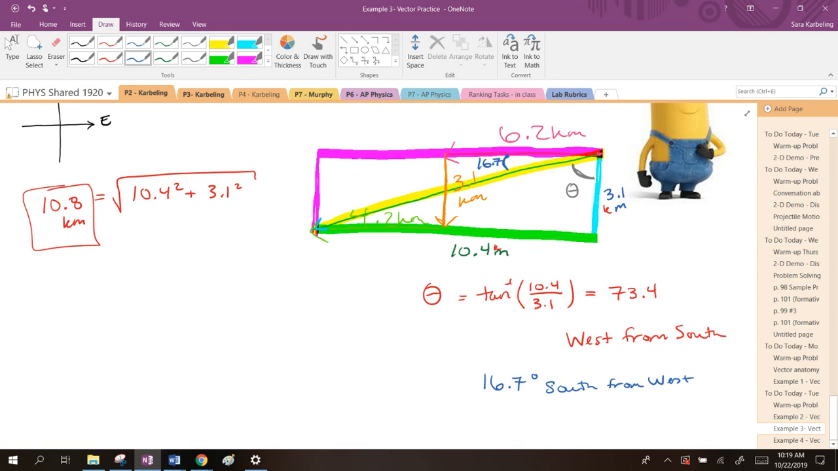Okay? You do have to make sure that your angle and your direction match. Because if you said 73.4 degrees south from west, that would be wrong. Okay? So you have to make sure that your angle and your direction match, but these are both absolutely fine answers. How are we doing, friends?